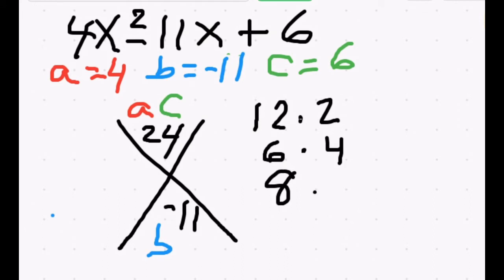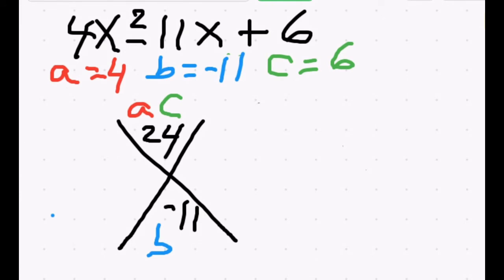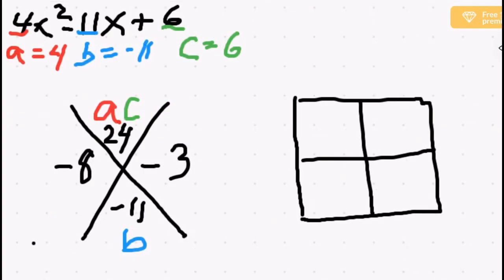24 is easy to factor, so we should know right away that our factors are going to be 8 and 3. I have already explained to you why these factors should be both negative. So now negative 8 and negative 3 will multiply to be positive 24 and they will add up to be negative 11.